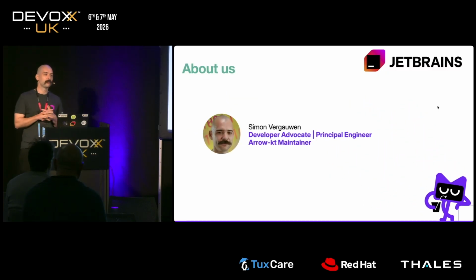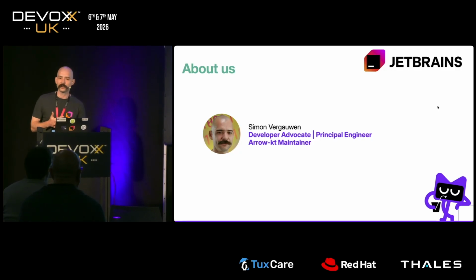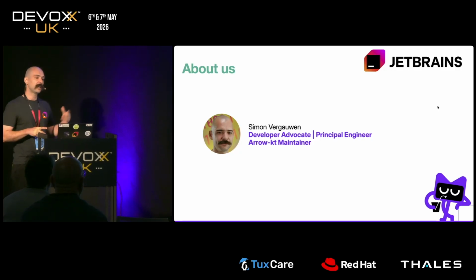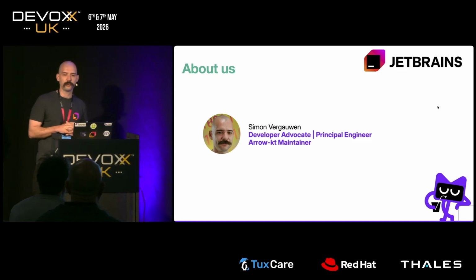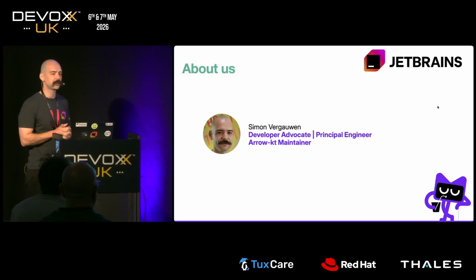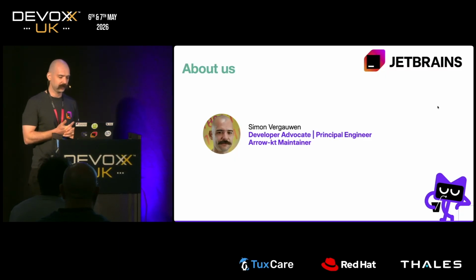Who am I? My name is Simon. I'm a developer advocate at JetBrains, and for the past decade, I've been working as a principal engineer using Kotlin on the server side. And I'm also an open source project maintainer, and the most well-known project is probably the ArrowKT project that I've been maintaining for close to 10 years now.